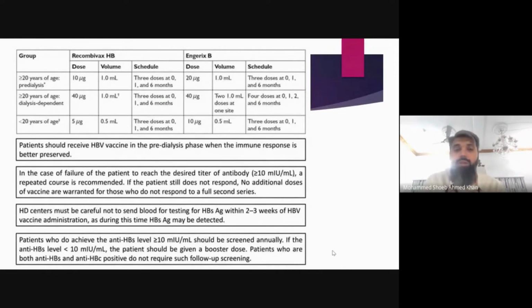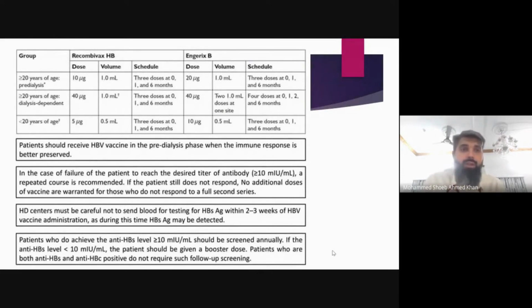The titers go down. So monitoring of vaccinated patients in CKD stages 2, 3 or 4 should be done on an annual basis. If you find a titer less than 100, it's always preferred to give a booster shot. And in case it goes less than 10, then you need to revaccinate.